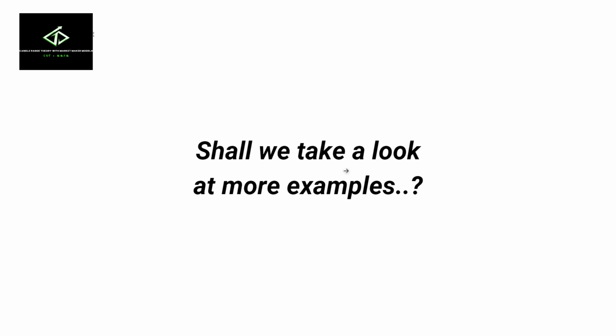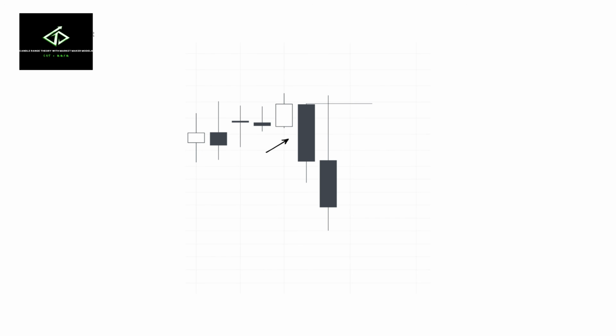Now, let's go ahead and take a look at a few more examples so we can drill this in our head. Here's another example of a bearish engulfing. Price has a rally up. We sweep the prior bar's high, and we have a closure. So now what are we anticipating? We're anticipating for the next candle or the next few candles to be bearish.